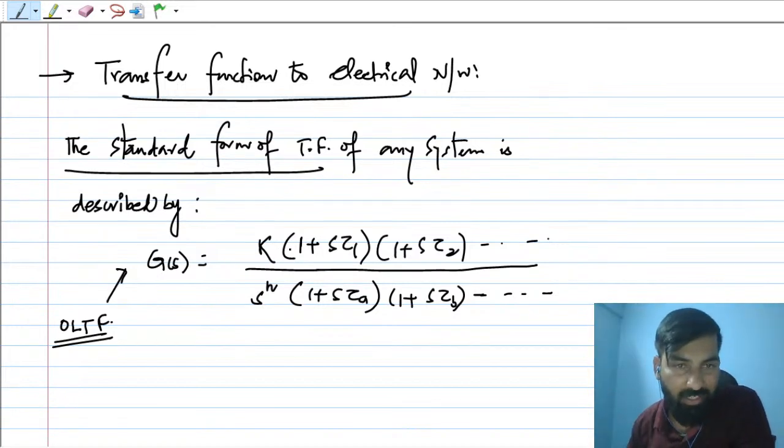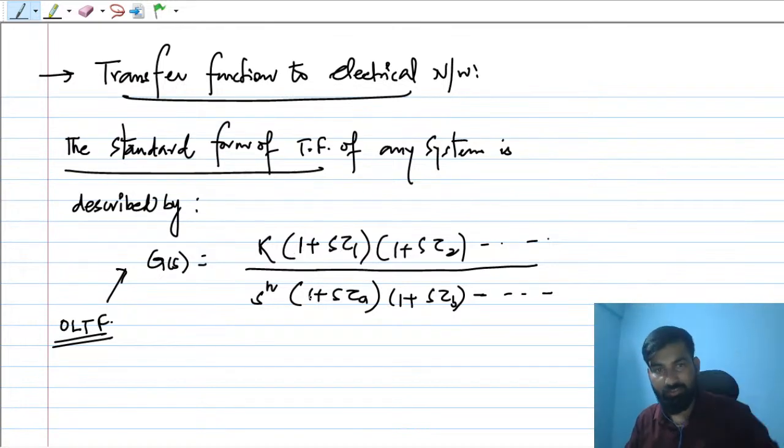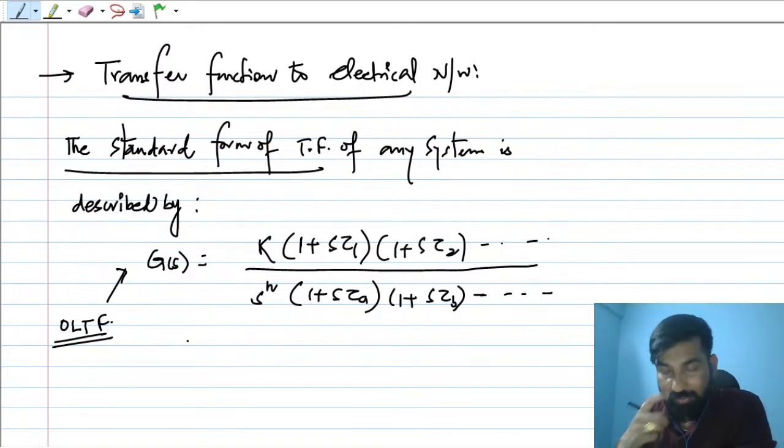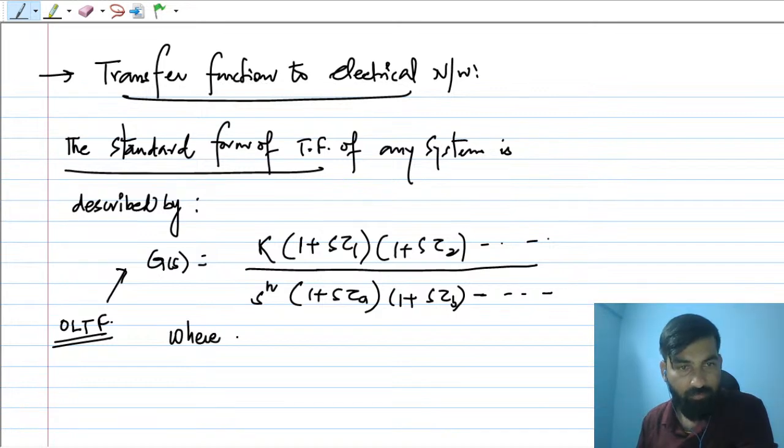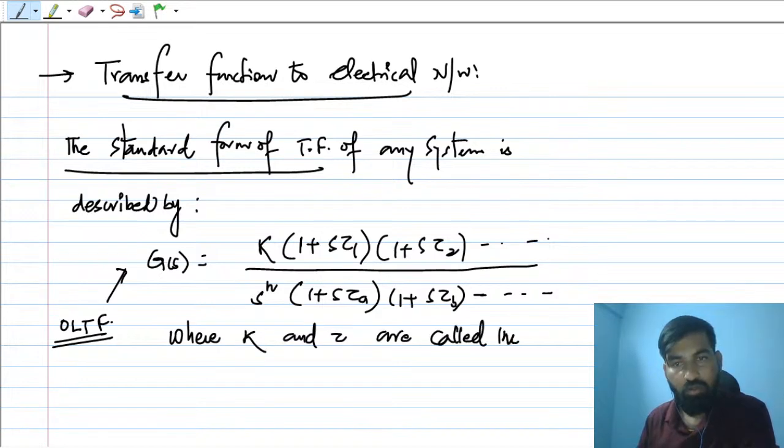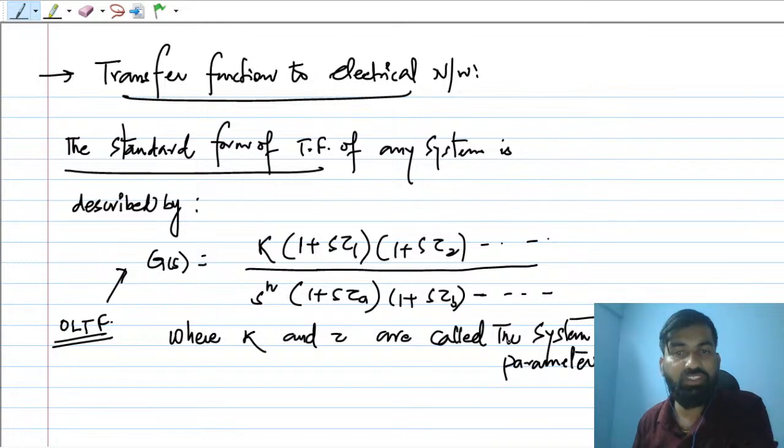So G(s) equals K times (1 + sτ1), this is going to be the numerator and this is the denominator, right, okay. So here these parameters, K and τ, are called the system parameters. Why do we call τ a system parameter? Because τ is basically the time constant, okay.